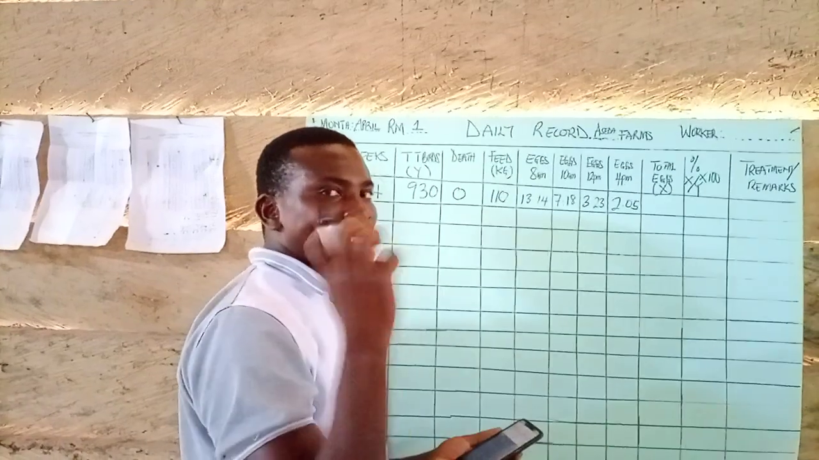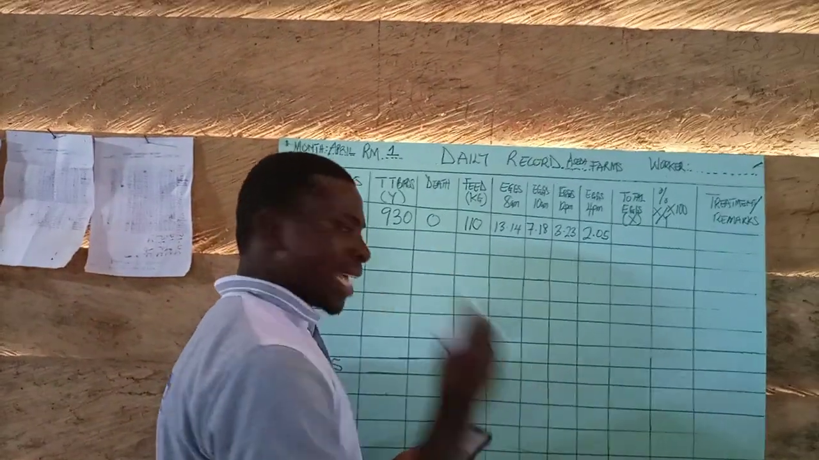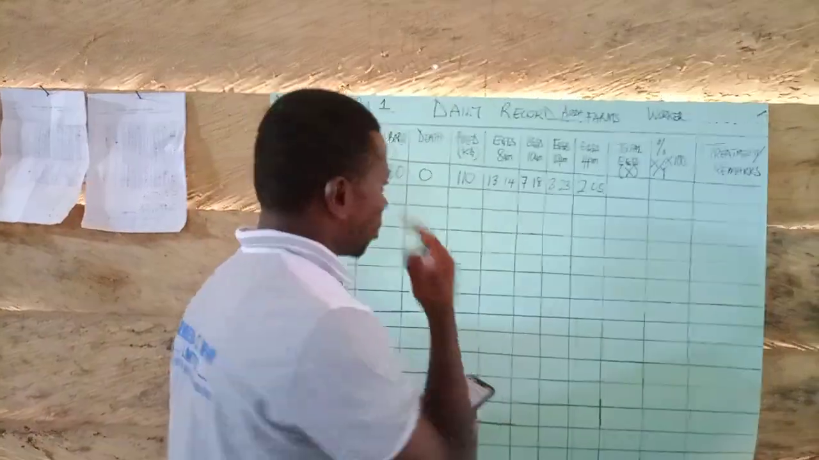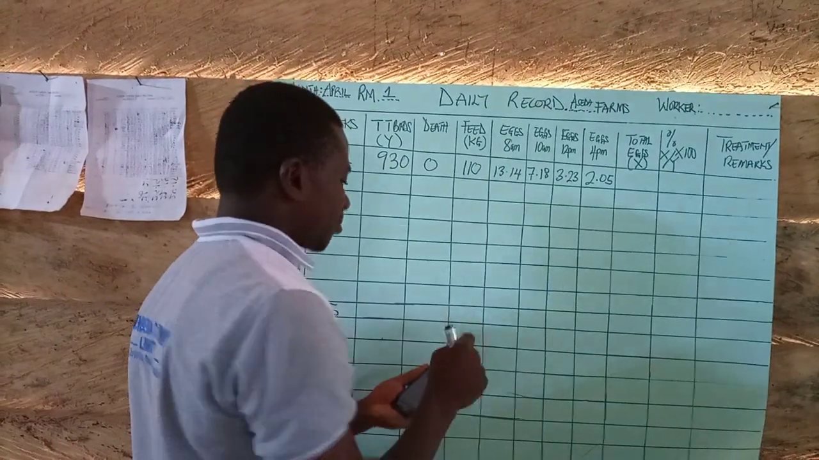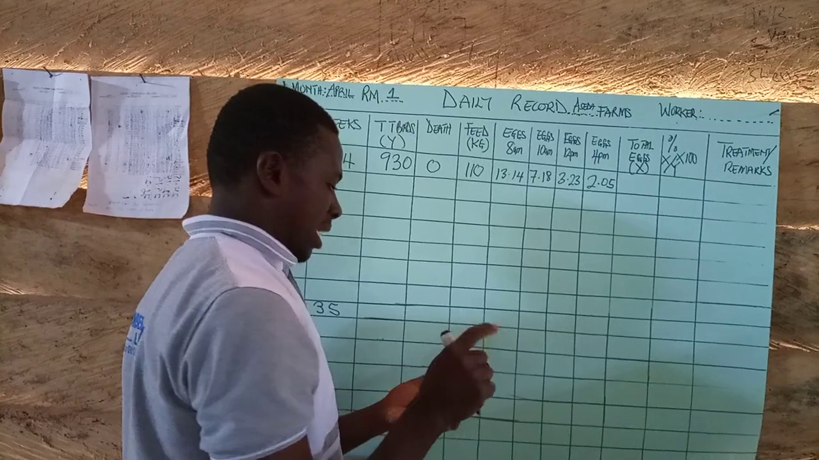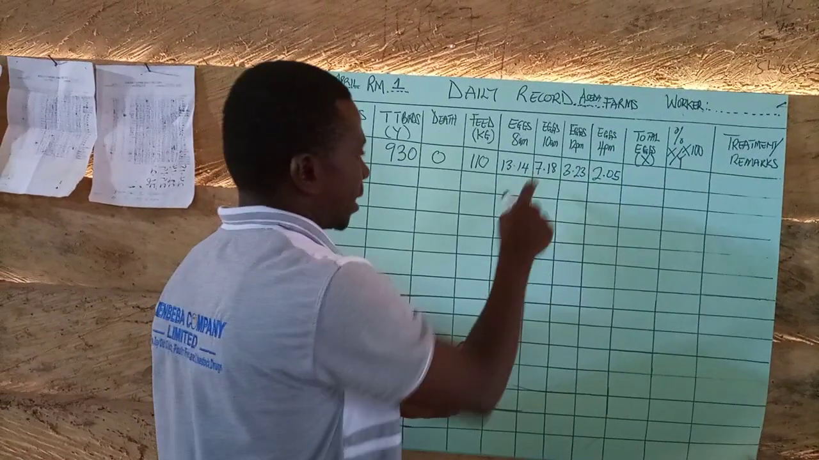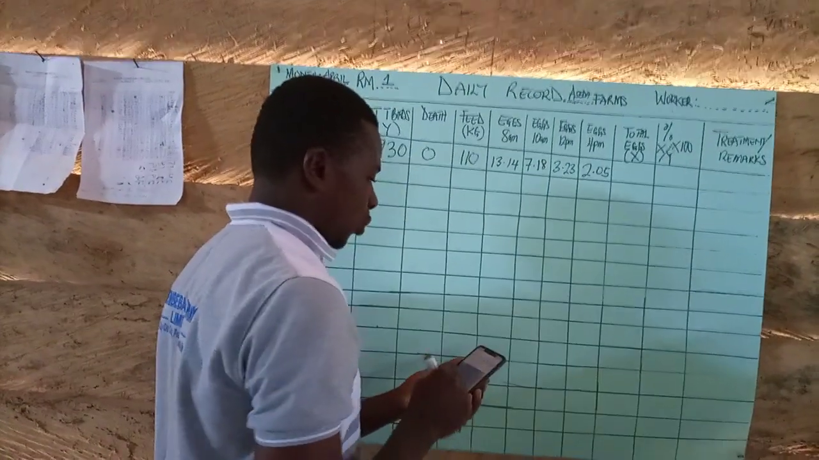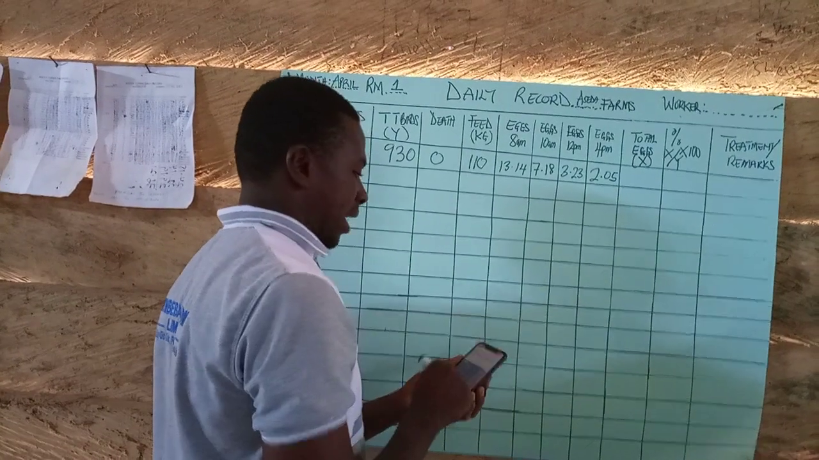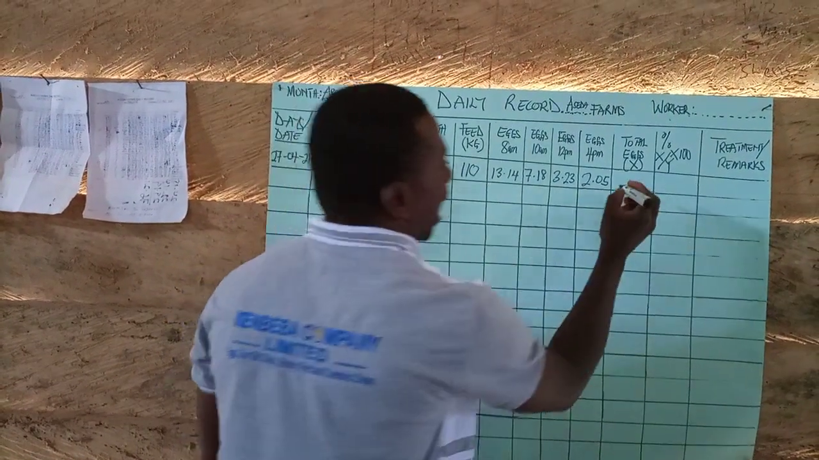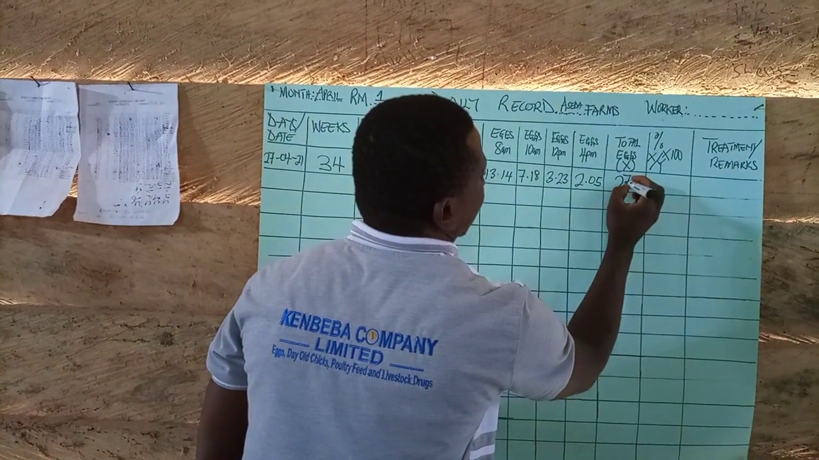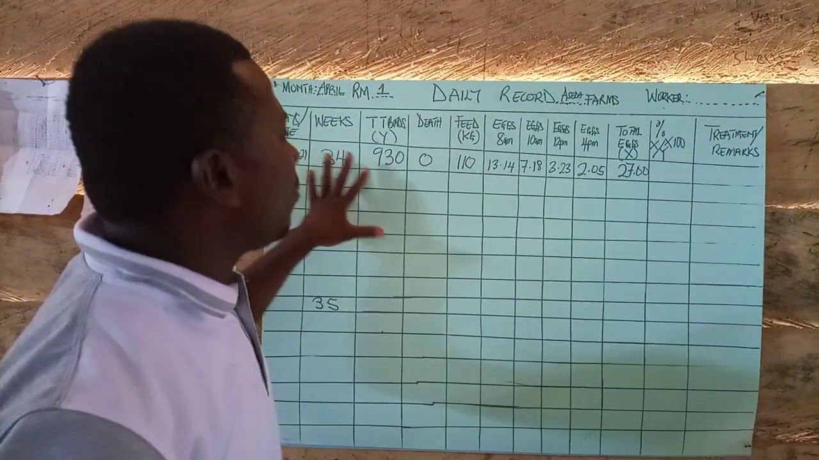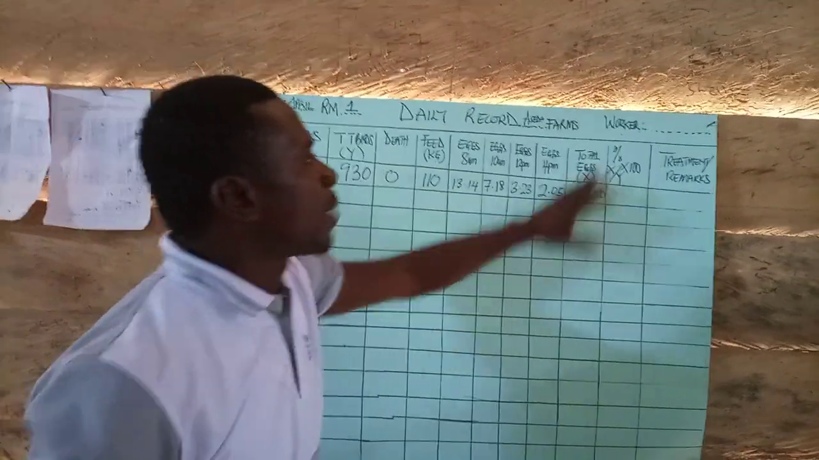And you know that each crate contains 30 eggs. So it means the 60 eggs is 2 crates. So in mind, we have 2 crates. So we are going to total the numbers. We have 13 plus 7 plus 3 plus 2 plus another 2 plus another 2. So we have 27 crates. So afterward, you have to calculate for the percentage.